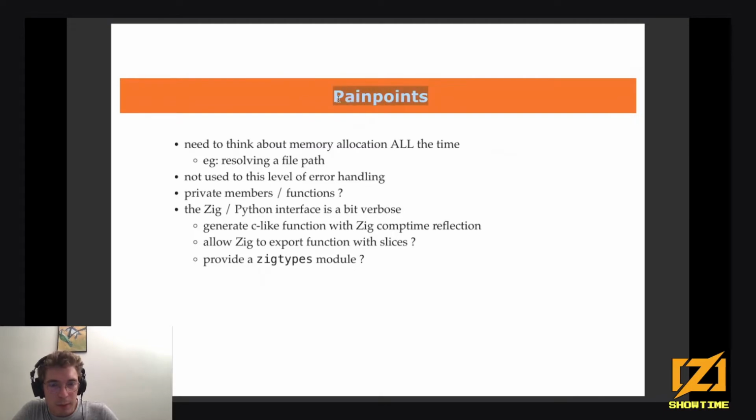So the pain points I had with Zig at first: obviously, I need to think about memory allocation all the time. And something I never realized before, I need to think about it when resolving a file path. You have a path to a file name, and you want to know the full path to be able to actually run the file, and just for that you need to allocate memory. So some parts of your code where you would like to not pass the allocator, you still have to.